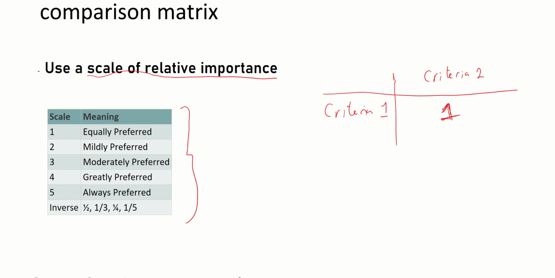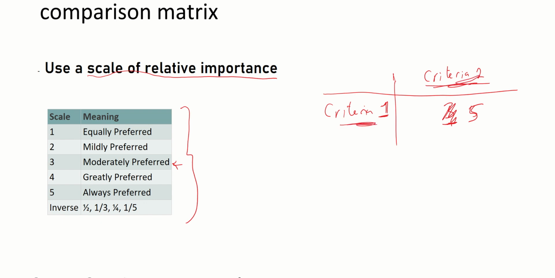What if I had, let's say, a number 3? A number 3, from the scale you can see, is moderately preferred. That means that in terms of criteria 1, I moderately prefer criteria 1 to criteria 2. If it was a number 5, then it means that I always prefer criteria 1 over criteria 2.